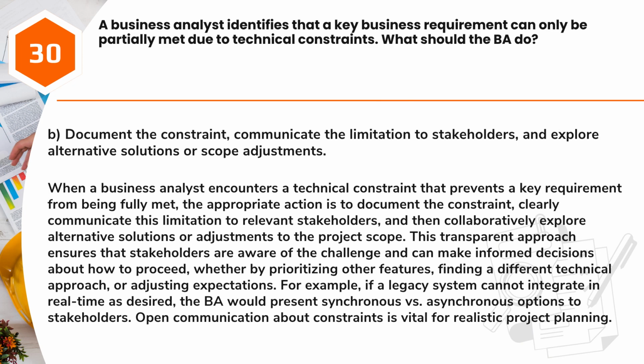Answer: B. Document the constraint, communicate the limitation to stakeholders, and explore alternative solutions or scope adjustments. When a business analyst encounters a technical constraint that prevents a key requirement from being fully met, the appropriate action is to document the constraint, clearly communicate this limitation to relevant stakeholders, and then collaboratively explore alternative solutions or adjustments to the project scope. This transparent approach ensures that stakeholders are aware of the challenge and can make informed decisions about how to proceed, whether by prioritizing other features, finding a different technical approach, or adjusting expectations.